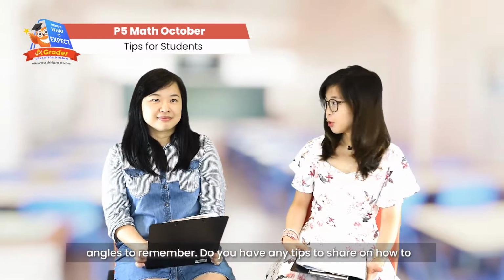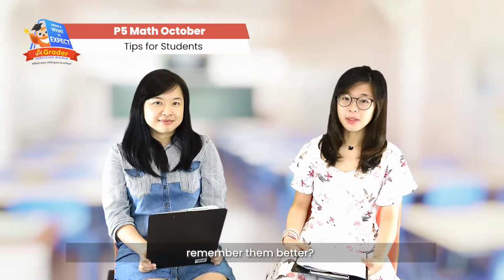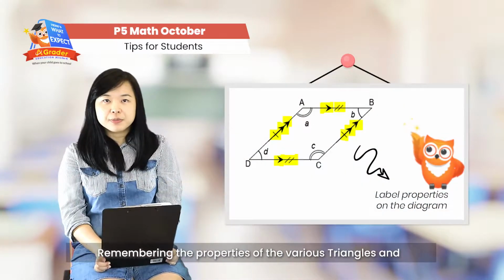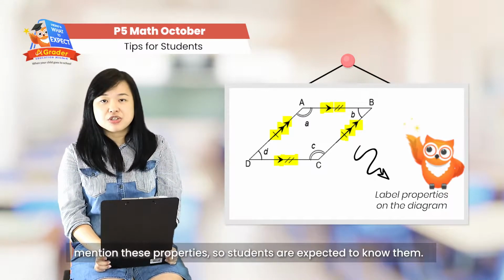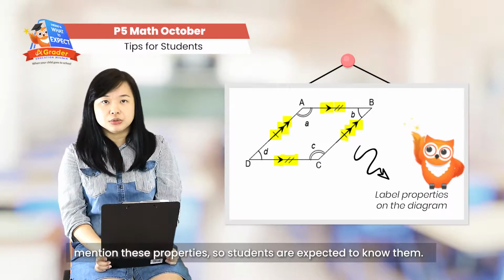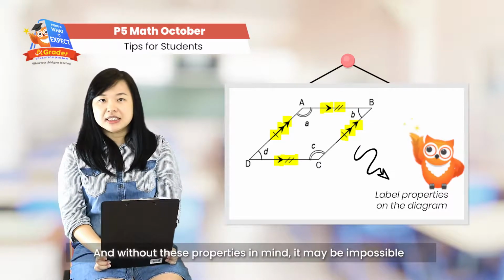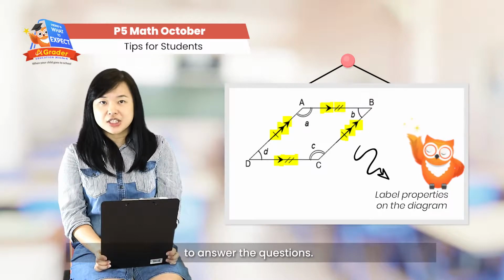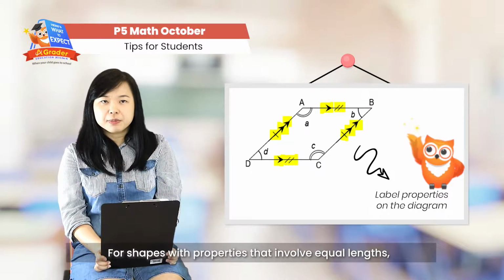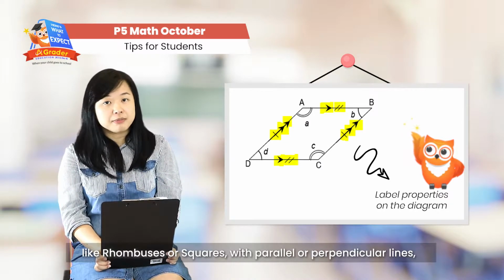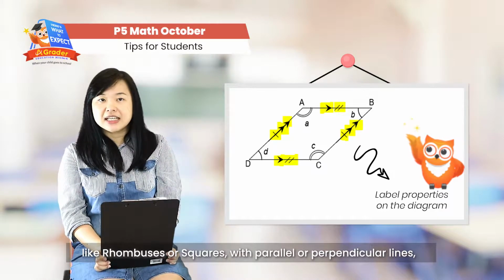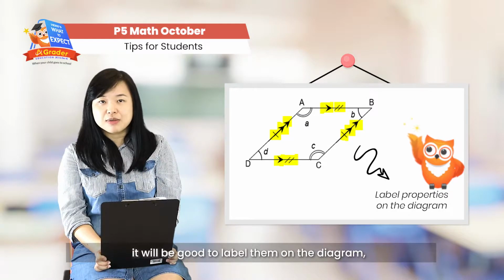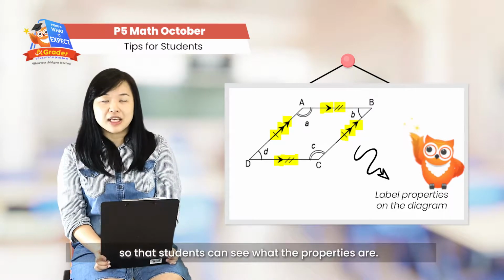Do you have any tips to share with them on how to better remember? Okay, so remembering the properties of the various triangles and quadrilaterals is very important, as some of the questions will not mention this property, so they expect students to know. And without these properties, it may be impossible to answer the questions. Then also for properties that involve equal length like rhombus or even squares, parallel and perpendicular lines, it will be good to label them on the diagram so that students can see what the properties are.